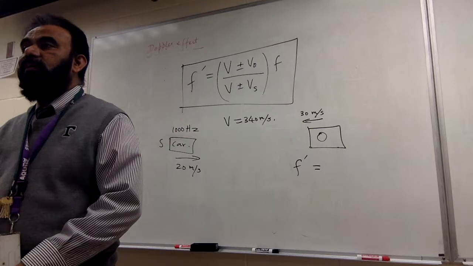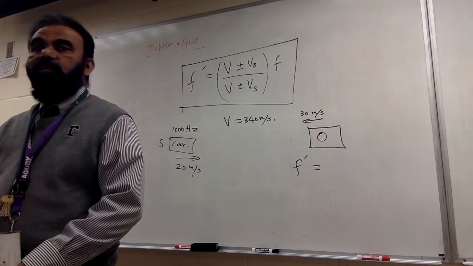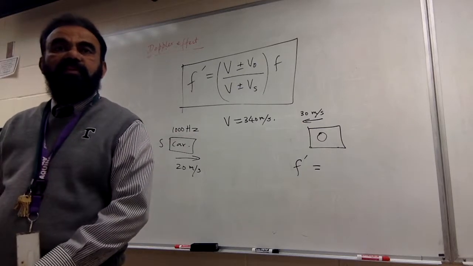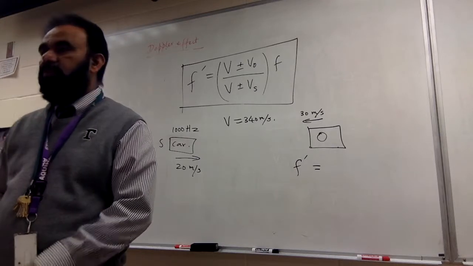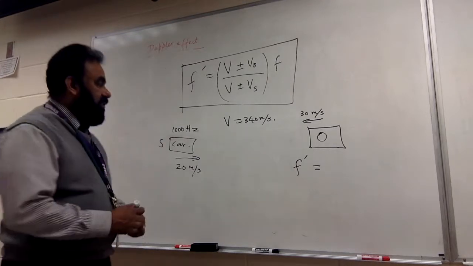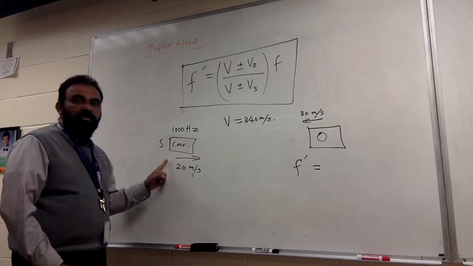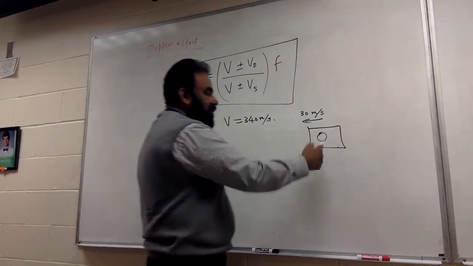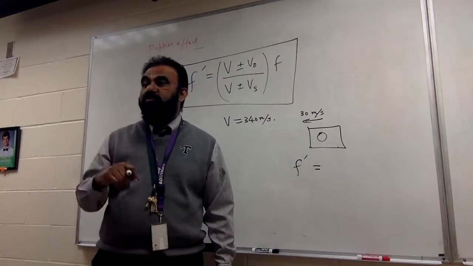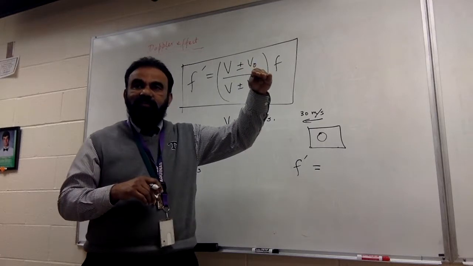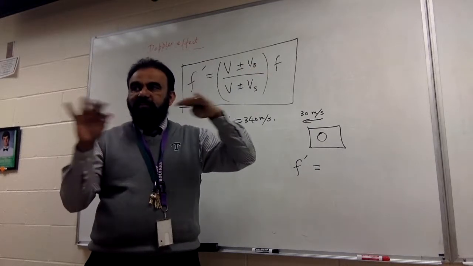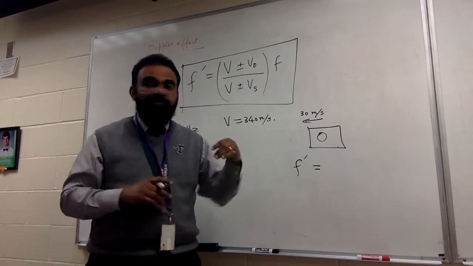I got 1,156.25. Well, he says 1,156. Is that right? Okay, looks right then. Okay, let's see how it works. It's always good to tackle the observer first because that's the numerator. Okay? To not get confused, tackle the observer first.